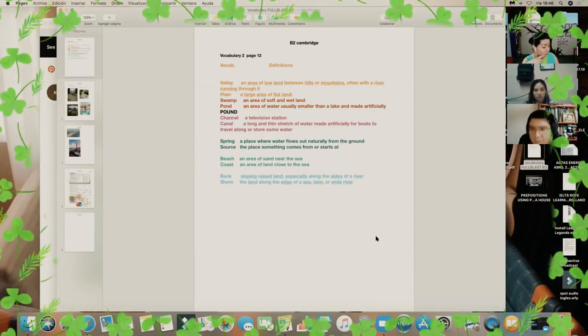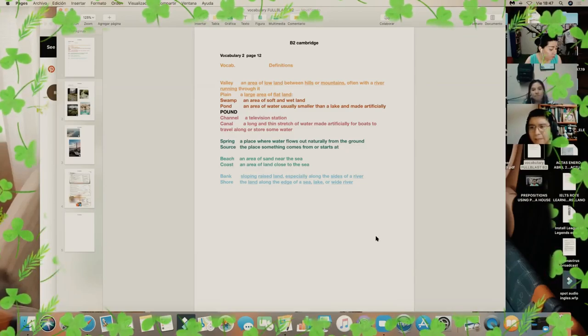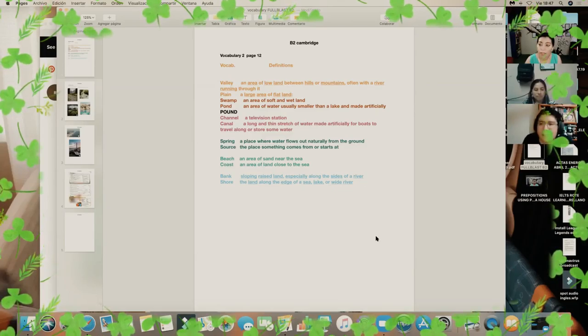Circle the correct words. He crossed the valley between the two hills and eventually arrived at the plain extending from the foot of the mountain to the coast. Okay, what do you think, Arturo? Are these answers right or wrong? It's right because a valley is between two hills, and a plain, I think, is from the foot of the mountain. Yes. Only pronunciation, Amber.